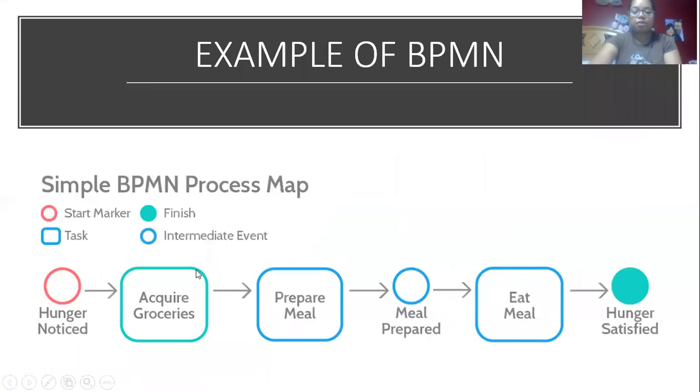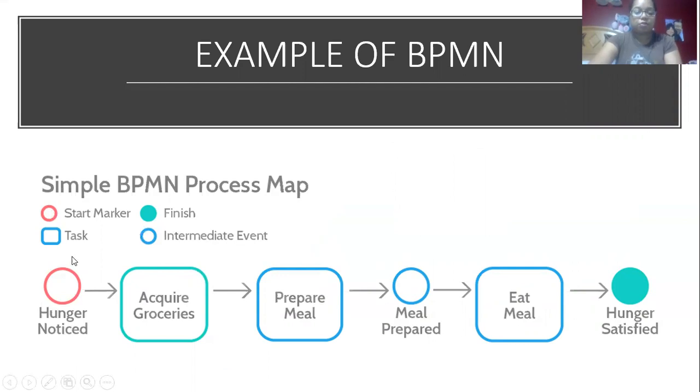This is just a simple example of a BPMN. As you can see here, they have a start marker, a task, a finish, an intermediate event. We always have to have the start and the end for the diagram.